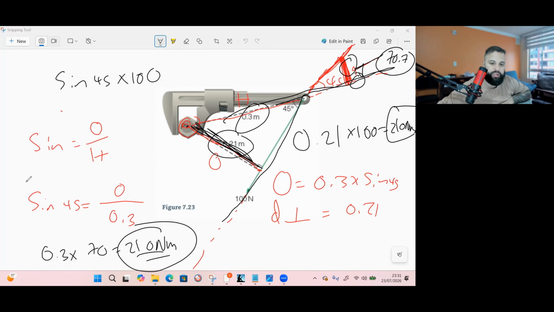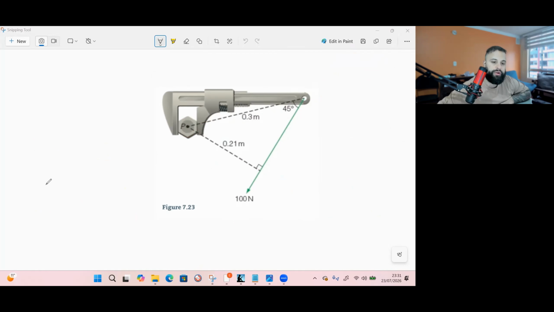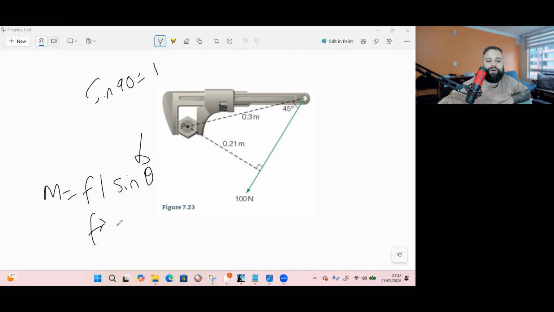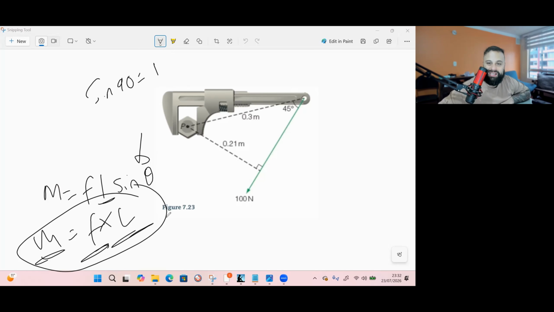Now, something very interesting is if I did, for example, moments is equal to force times by L, okay, I could write sine theta. But why don't I write sine theta when it's perpendicular, when it's already 90 degrees? And that is because sine of 90 degrees is just the number one. So it's already force times by perpendicular distance. So you don't need to resolve. That's why with your previous one, you get moments is equal to force times by distance. But if it's at 90 degrees, it's already going to be a 1.